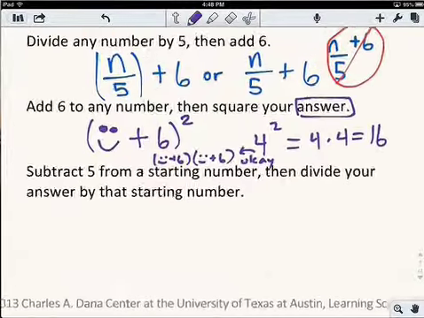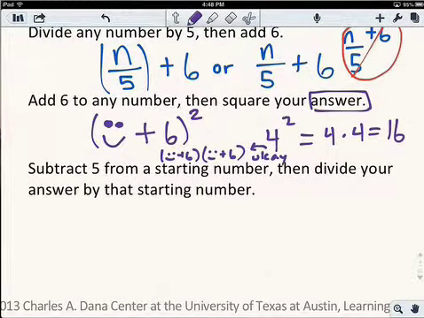Ooh, this one looks more complicated. Oh, and it's my turn, isn't it? Mm-hmm. Great. Let me read it first. Okay. So we need a starting number. Let's use y. I don't think we use that yet. Mm-hmm. I need to subtract 5 from it, so let's do a y minus 5.